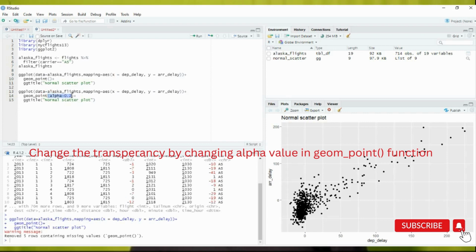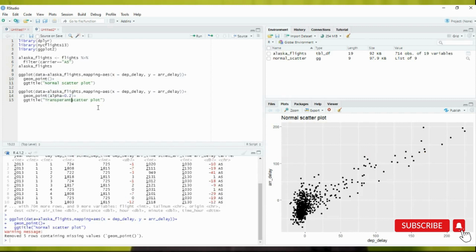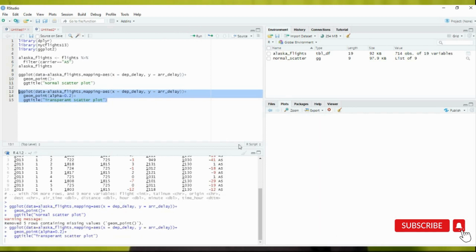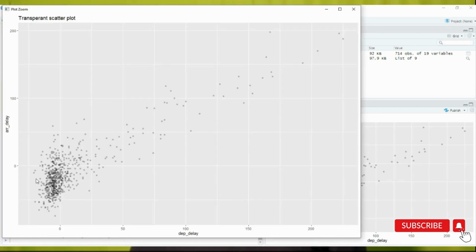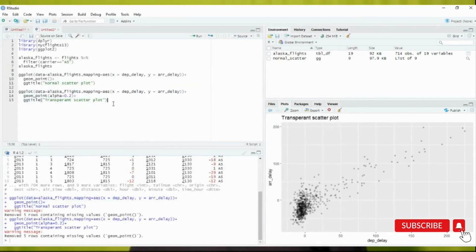Let's look at changing the transparency. You can change the opacity of the points by changing the alpha argument in the geom_point function. This alpha value ranges from 0 to 1. 0 is 100% transparent and 1 is 100% opaque. Please also observe that the transparency of the points is cumulative, so areas with a high degree of overlap are darker than areas with a low degree of overlap.